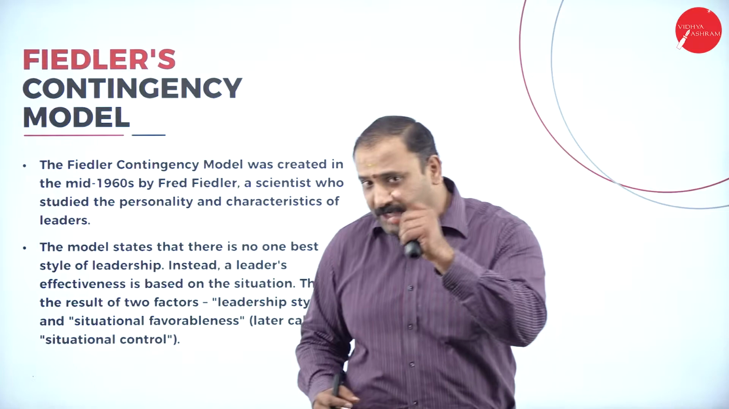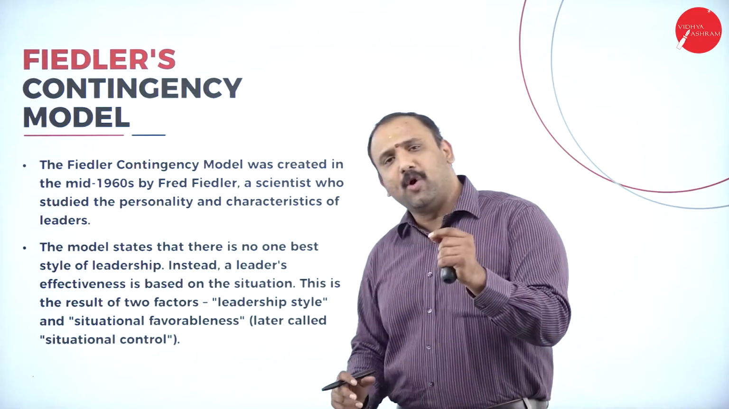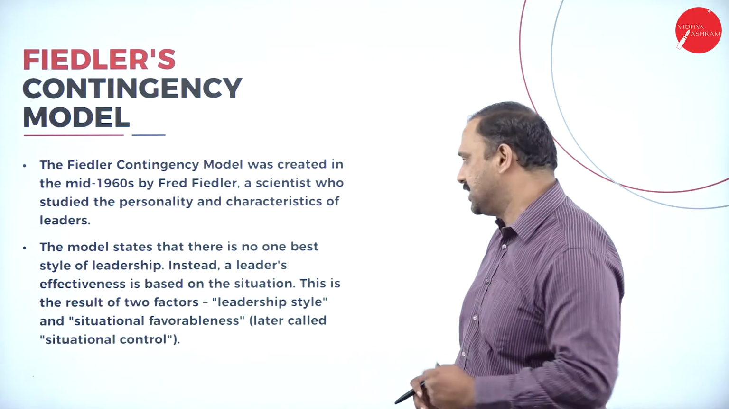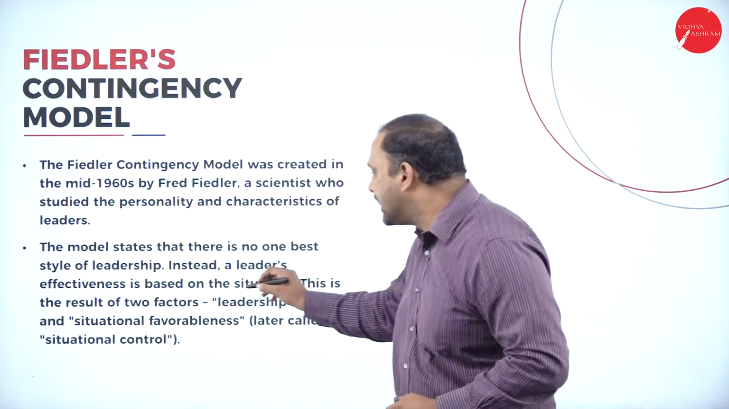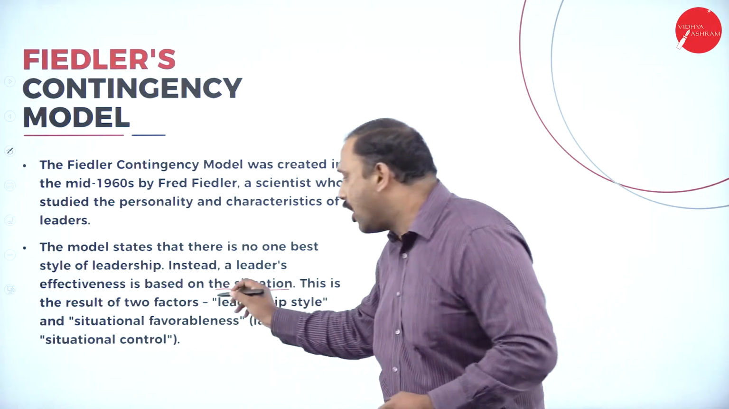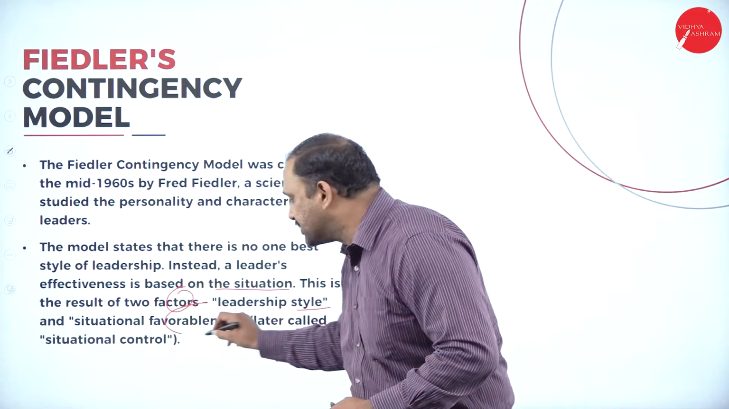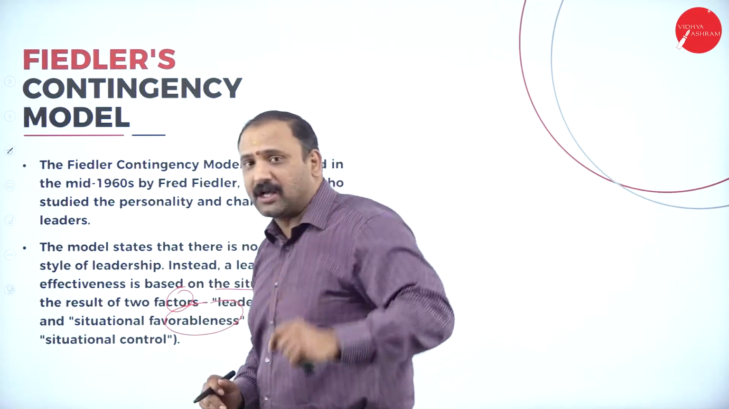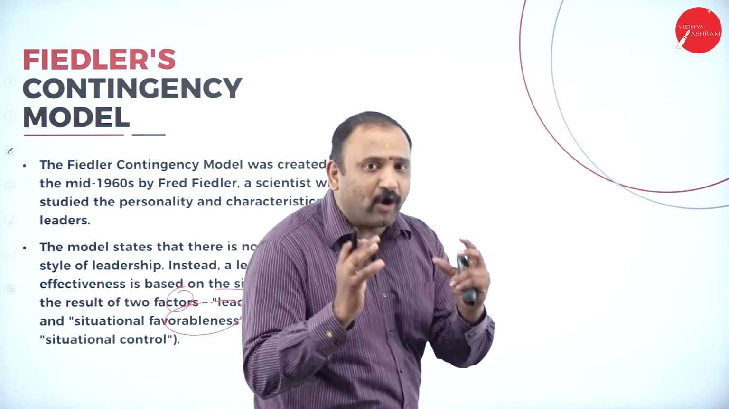So when we look into the Fiedler contingency model, it states that there is no best style of leadership. Instead, a leader's effectiveness is based on the situation. This is the result of the two factors, leadership style and situational favorableness. So what Fiedler actually tries to say is that there is no one way of leadership.